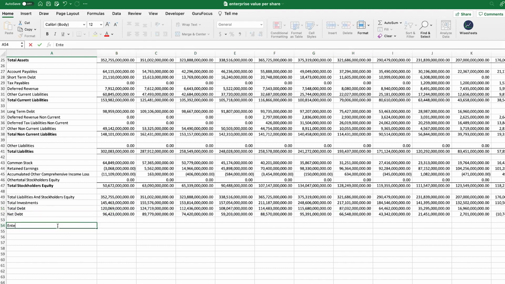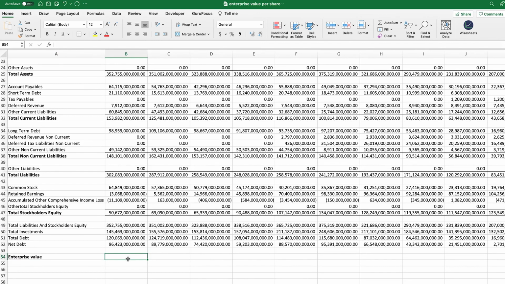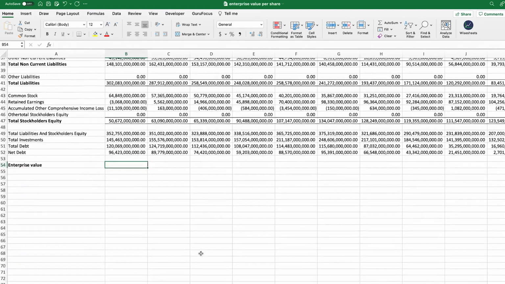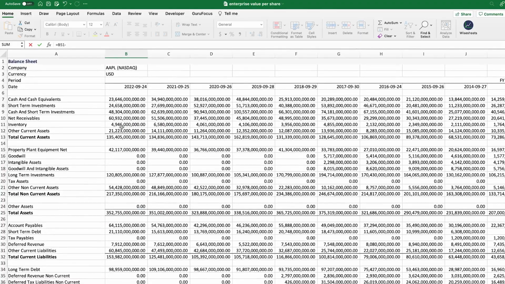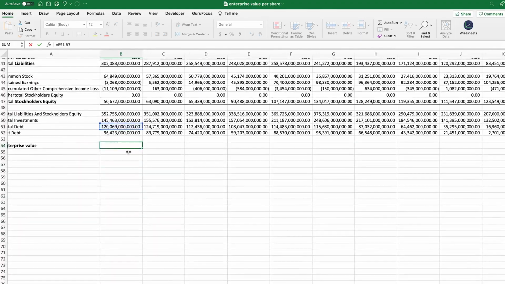So we're going to do an enterprise value. We're going to bold this, zoom in, and now what we're going to do is this. We're going to take the total debt, and we need to subtract what? We need to subtract the cash and equivalents, which is great. So now we do that. And now what we're missing is the part before this, which is the market cap of the company.